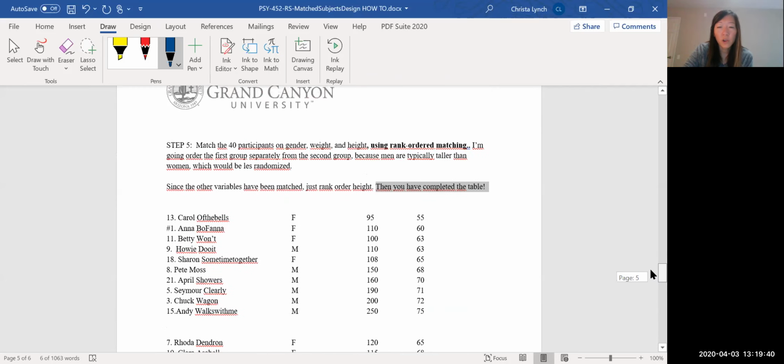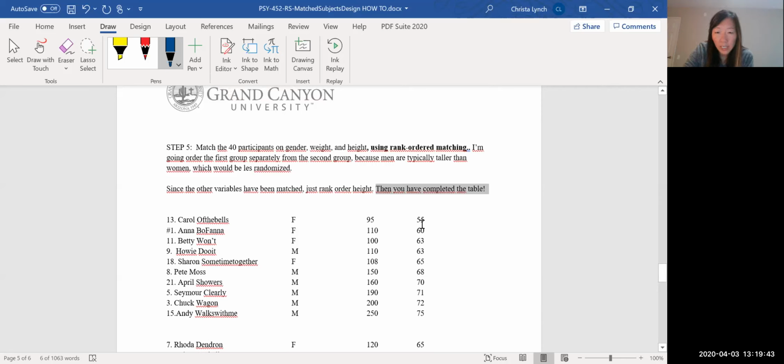All right, so one more thing you might notice is that I could have matched the weight. I could have rank ordered, I could have done a range matching, and I could do all of this over again for this variable. The more combinations you do, the more shuffling you do, the more likely it is that you're going to have a random sample and be able to control for confounding variables in your study.